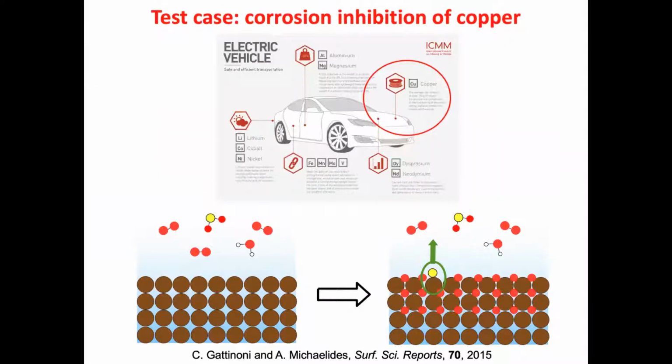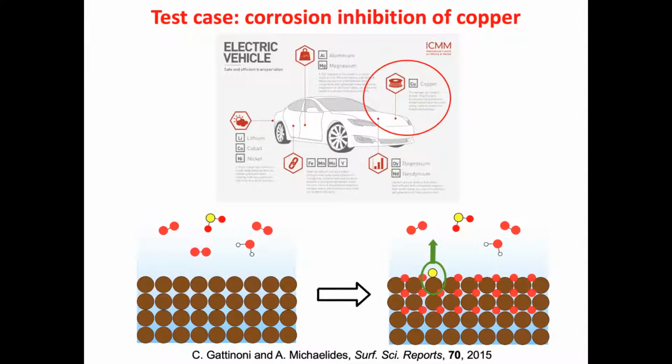So I will try to convince you that this is actually important, and it can be done using one test case because of time restrictions. And the test case that I want to talk to you about is the corrosion inhibition of copper. I think it's an important topic.